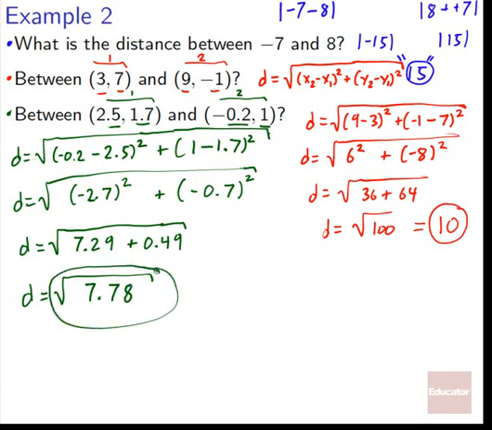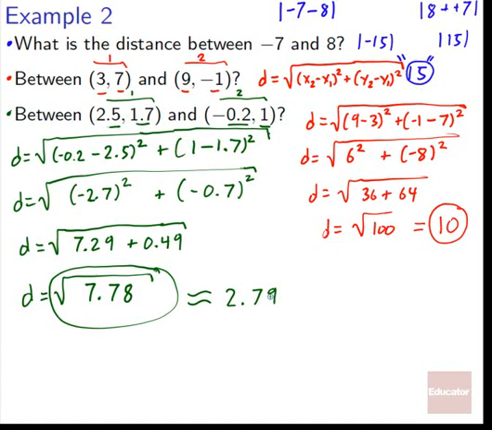Of course, square root of 7.78, kind of hard to actually use if we had to measure something and cut something. If we were making, say, a bookshelf, who knows? So we could approximate this. We could take the square root of 7.78 with our calculator, and that would be approximately equal to 2.79. In reality, the decimals actually keep going, and it keeps shifting around forever because 7.78 is not a perfect square, so we can't just come up with a nice, easy number.